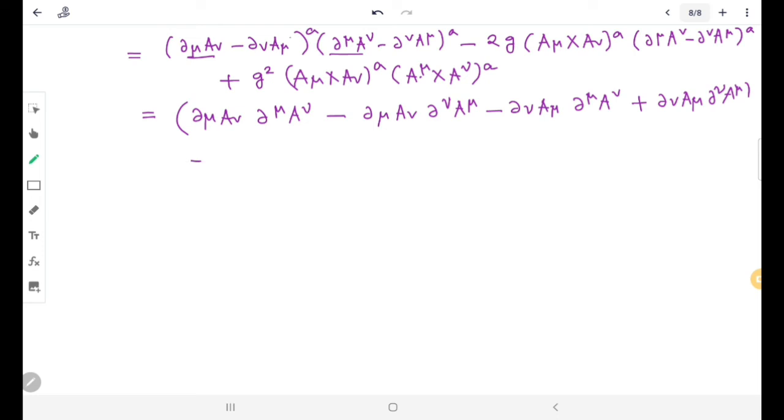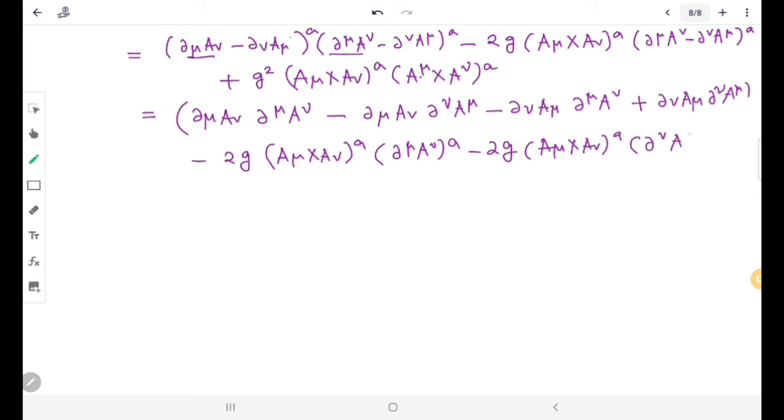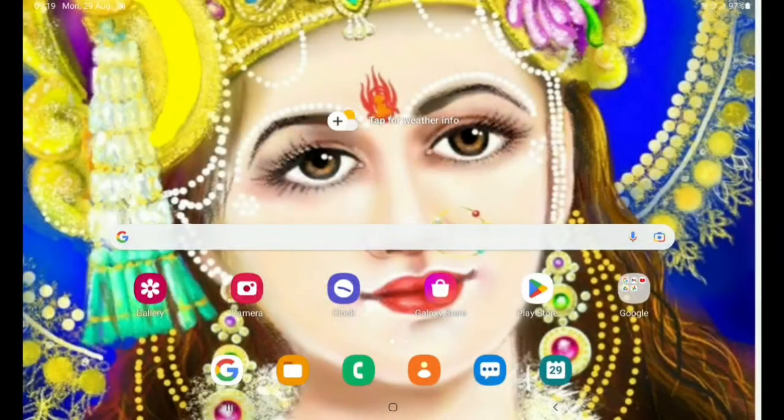Okay, and the second term is how much? 2g a mu cross a nu a, and partial mu a nu and a, and then we have 2g a mu cross a nu of a, and then partial nu and a mu a. Okay, this is plus, and the last term is g square a mu cross a nu, and then a and a mu cross a nu, and here we have a. This is what we are going to have.